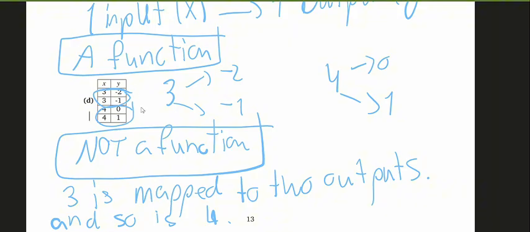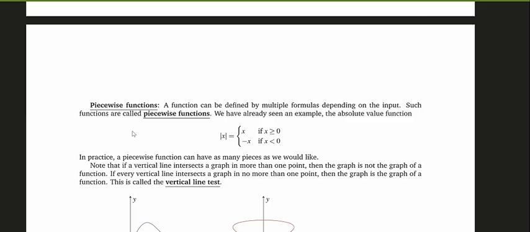Okay, so far so good. Let's move on to something called a piecewise function, and examples of this we have already seen actually. So when we talk about a piecewise function, that can be defined by multiple formulas.